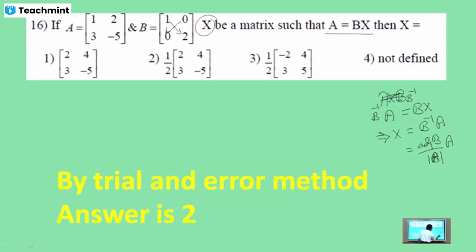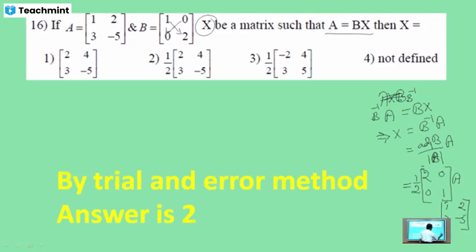2 minus 0 is 2. So that is 1 divided by 2 into the adjoint of the matrix B into the matrix A. What is the adjoint of the matrix B? Interchange the diagonal elements, change the sign of the remaining elements. There's nothing to change because they are 0. Multiply the matrix by A. Which is the A matrix? That is 1, 2, 3, minus 5.